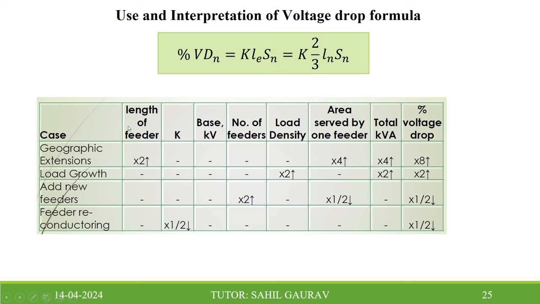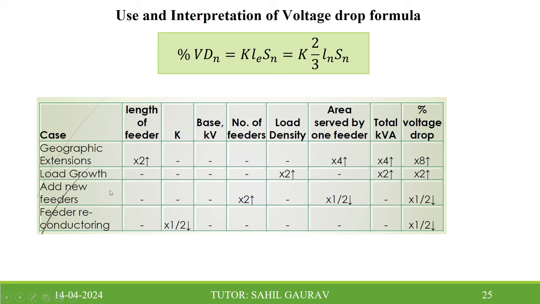Now how will you use and interpret this voltage drop formula? We know that the percentage voltage drop formula is K LE into Sn, and for this triangular service area, K into 2/3 Ln Sn. So if you double the length of the feeder, the area served by one of the feeders will extend to 4 times. So the total KVA will be increased 4 times. Therefore, the percentage voltage drop will be 8 times more than the previous one, because the total KVA served is 4 times and the length of the feeder is twice. Now if you increase the load density, then the total KVA gets doubled also, and accordingly the percentage voltage drop gets doubled.